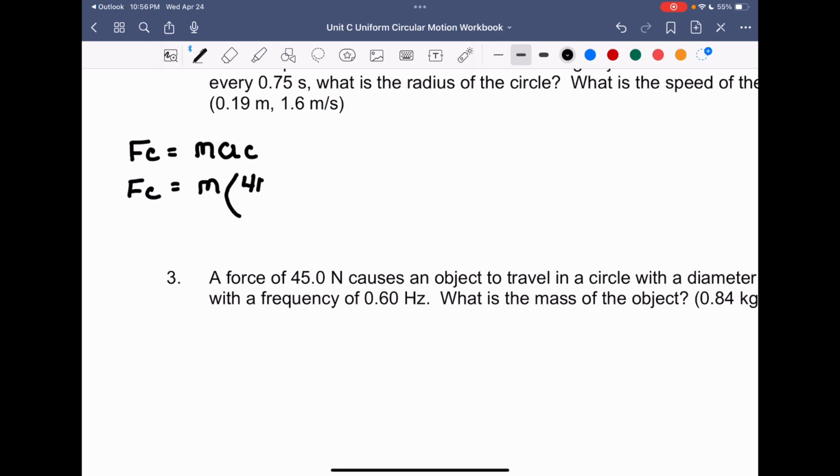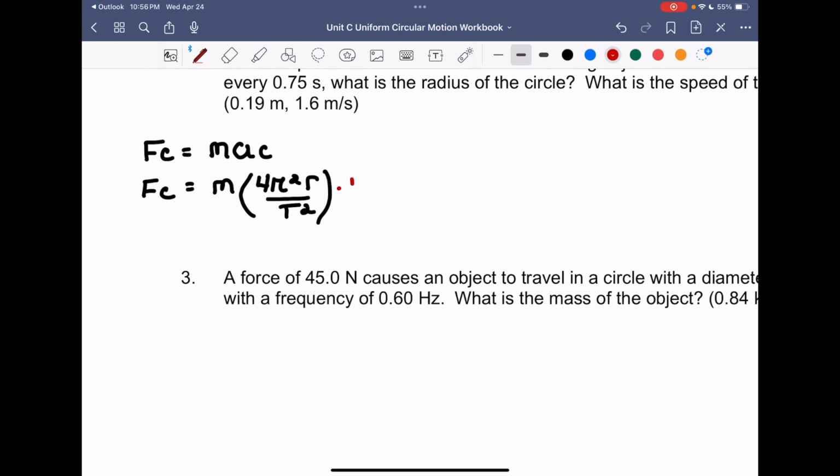We can write this as 4 pi squared times the radius divided by the period squared. That's our other AC on the formula sheet. So depending on what information they give you, you have to read and react accordingly. Now, what we're going to do is isolate this for r, because we want to solve for the radius first and foremost. So I'm going to multiply my t squared up to both sides.